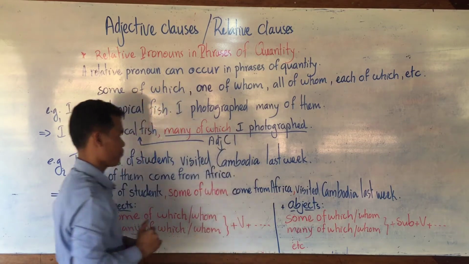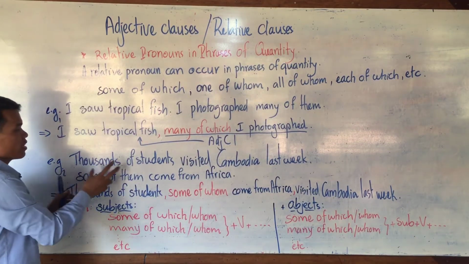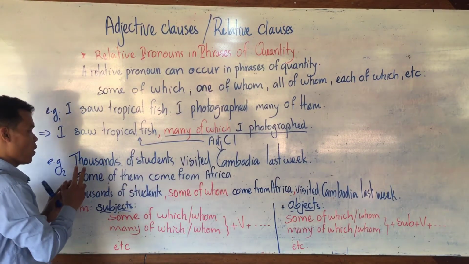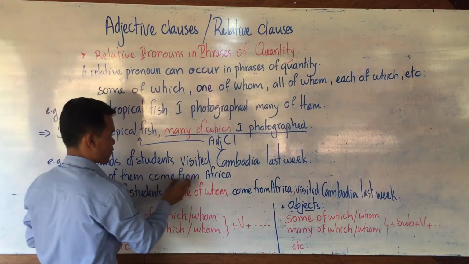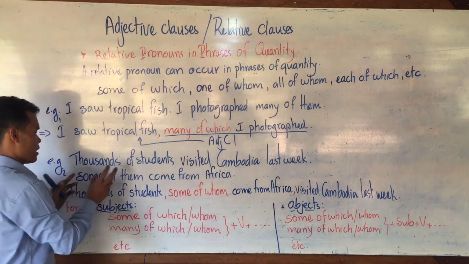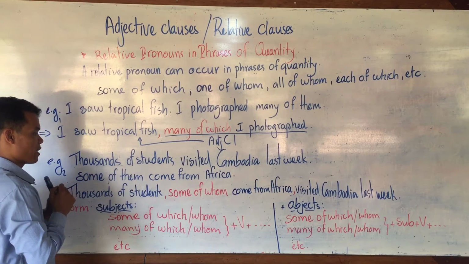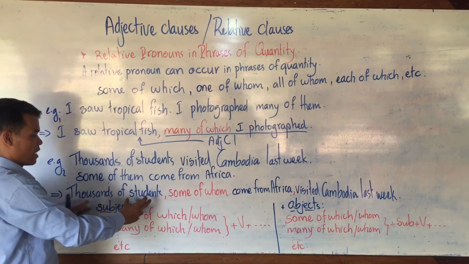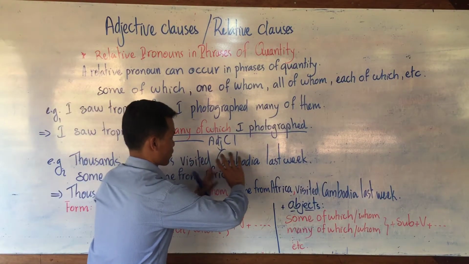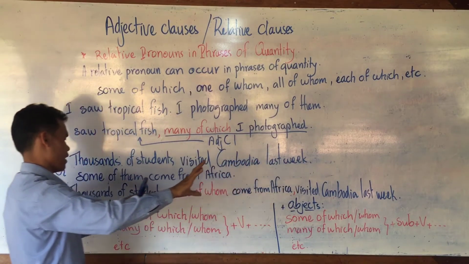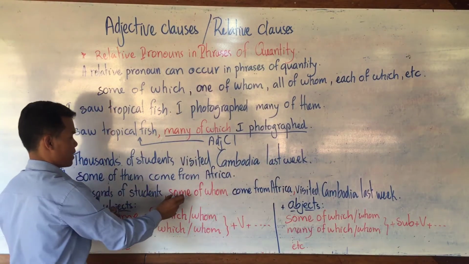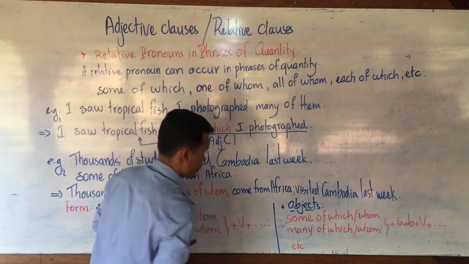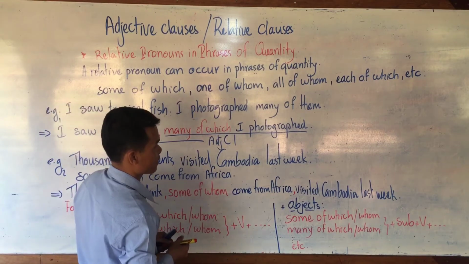The second example: thousands of students visited Cambodia last week. One more simple sentence: some of them come from Africa. Some of them and thousands of students are the same thing, so we can use thousands of students as the antecedent noun. And visited Cambodia last week, we take it out. Then we insert this by some of whom. Some of them changes to some of whom. Thousands of students, some of whom come from Africa, visited Cambodia last week.